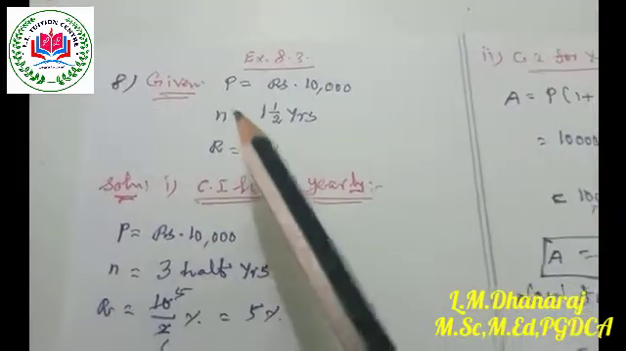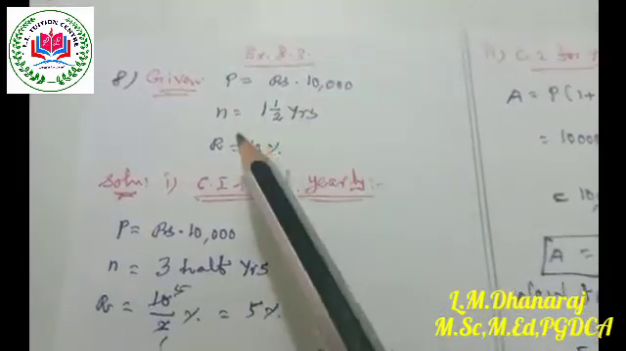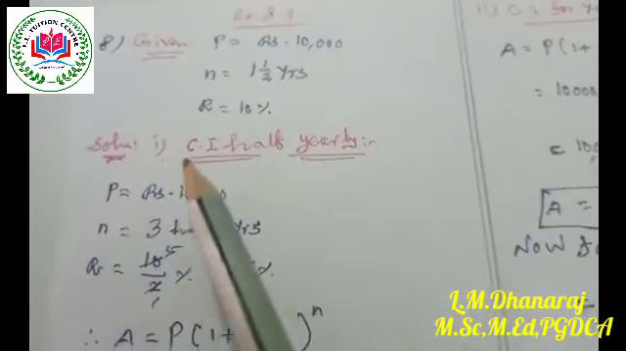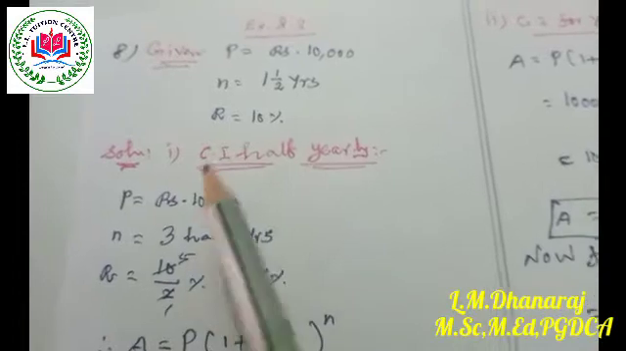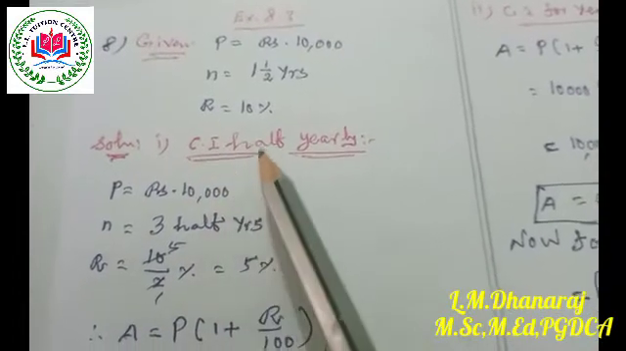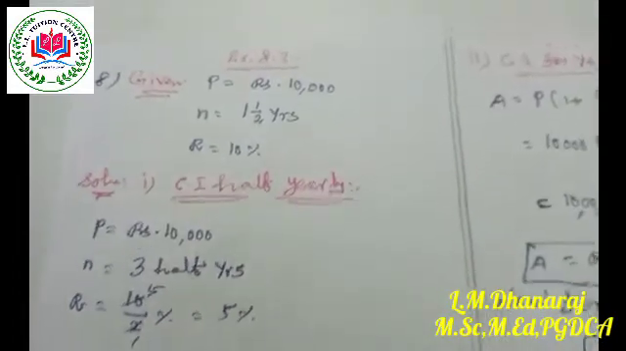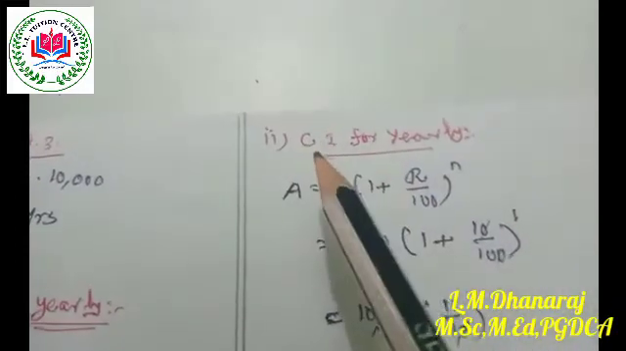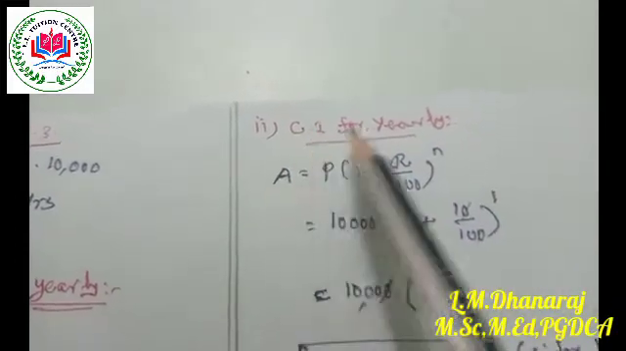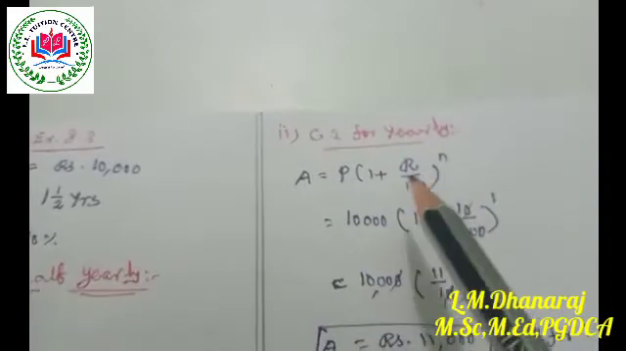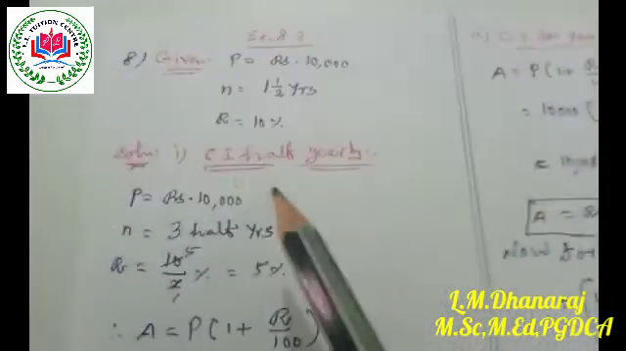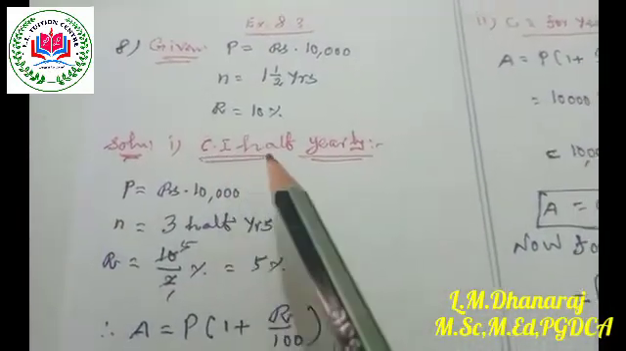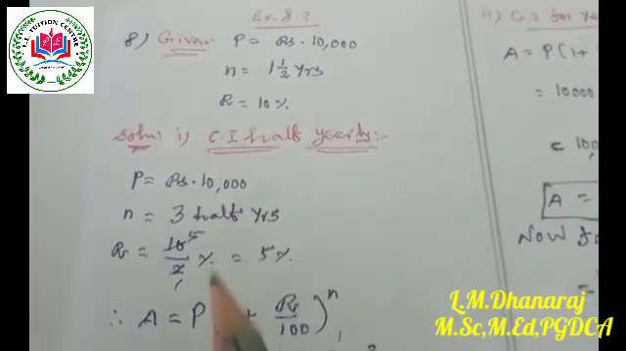Question number 8. The principal amount is rupees 10,000 and n is equal to 1.5 years and rate of interest is 10%. Now there are two subdivisions. The first one is compound interest half yearly we have to find out. The second subdivision is compound interest yearly, which we have to calculate annually. So the first subdivision is let us find out the half yearly compound interest.